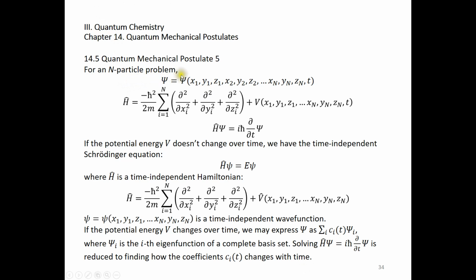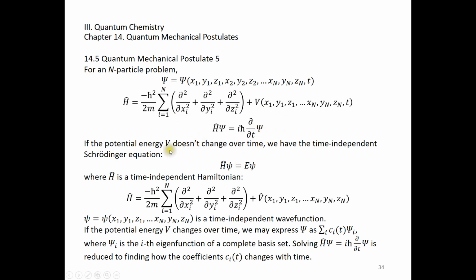If we have multiple particles, the wave function psi now becomes a function of the positions of all particles and also time. So we have 3M plus 1 variables. H is, well, the kinetic energy operator plus the potential energy operator. The kinetic energy operator is the sum of all kinetic energy operators of all particles. And now we have this time-dependent Schrodinger equation: H psi equals i h bar ∂psi/∂t.